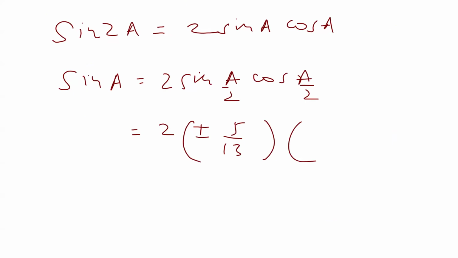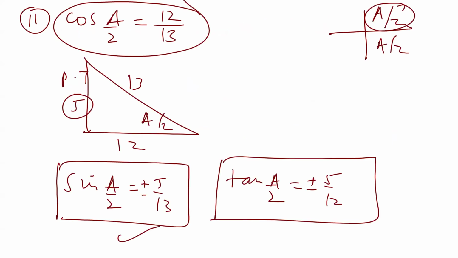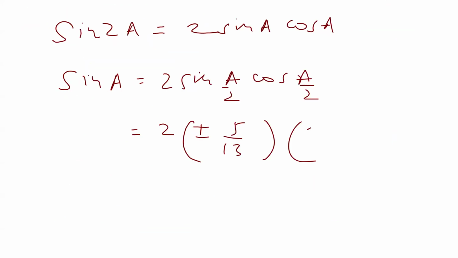And cos A by 2, the value is 12 by 13. So this will be 60 into 2, that is 120 by 169. The answer will be positive or negative. Fine. Now we require cos A as well.